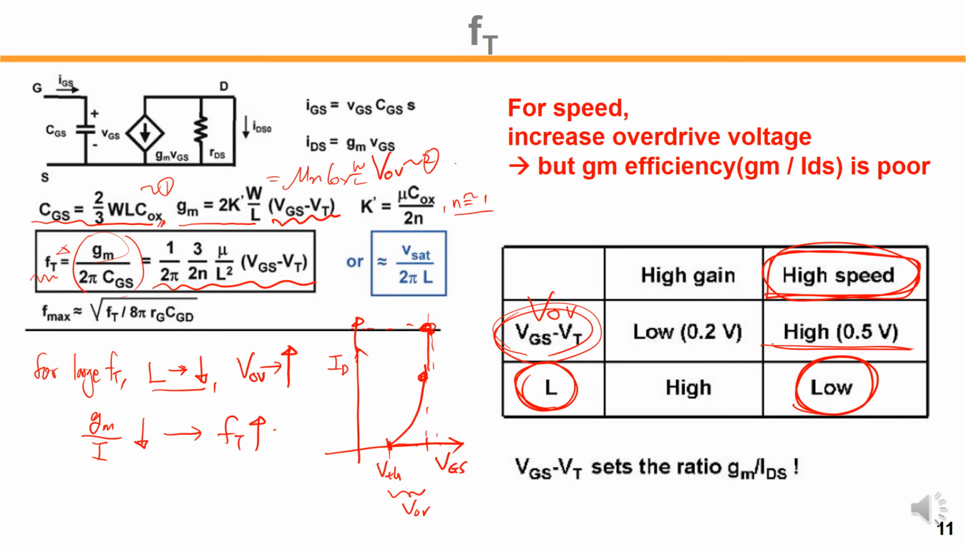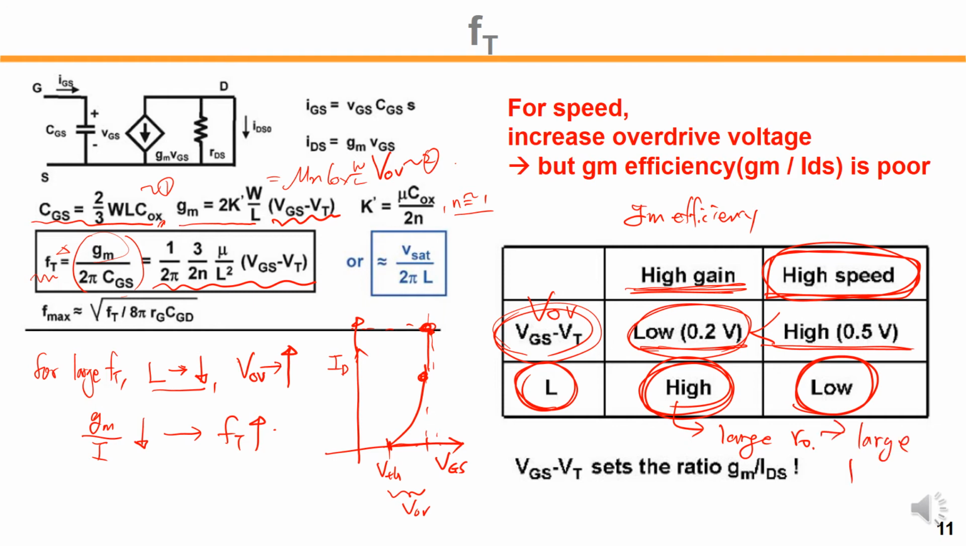But if you care about the gain itself, and also gm efficiency, then we put overdrive voltage at an appropriate strong inversion voltage, around like 0.2, even lower overdrive voltage, and higher channel length. That leads us to the large ro, right? That leads us to large DC gain.